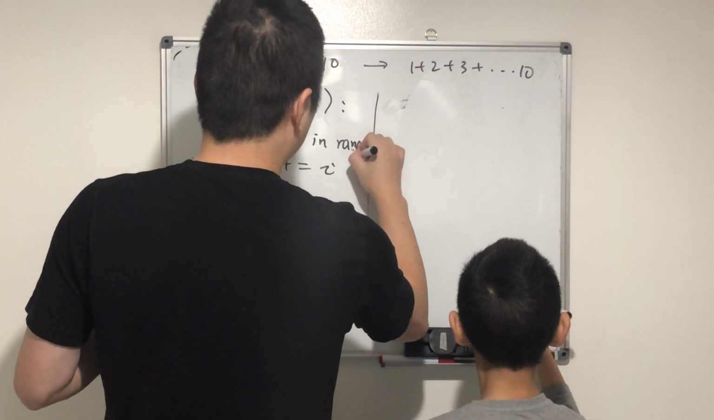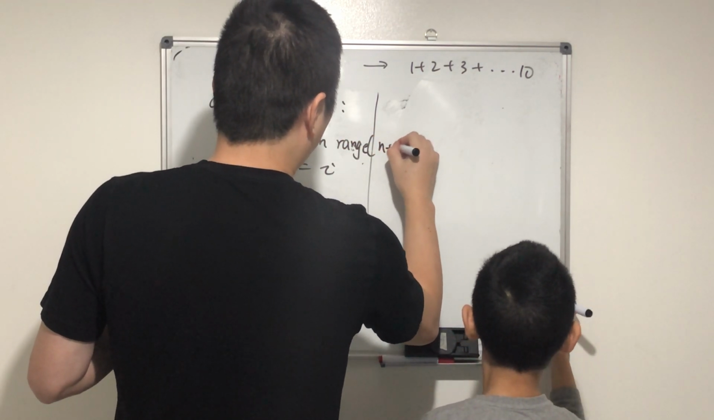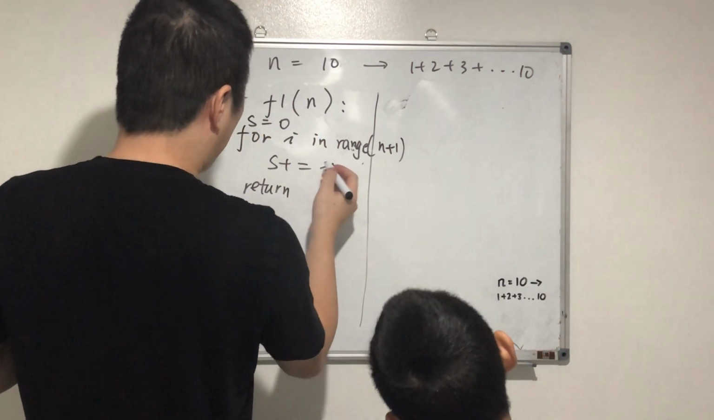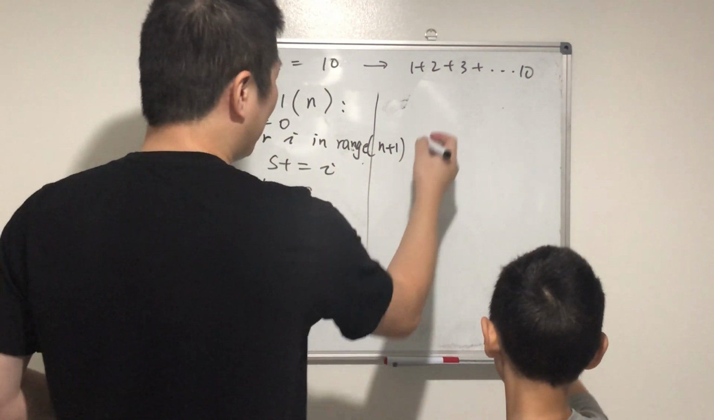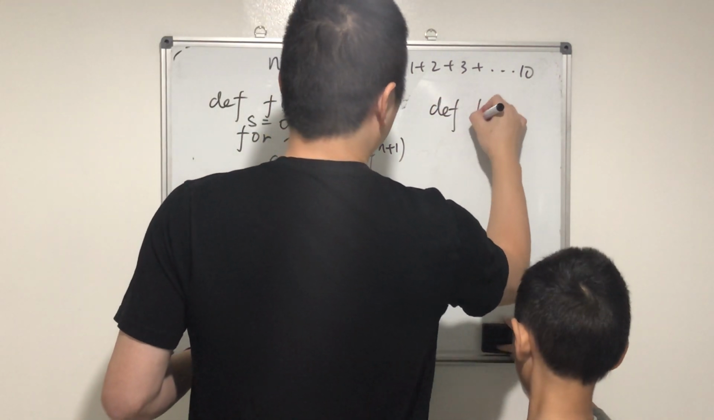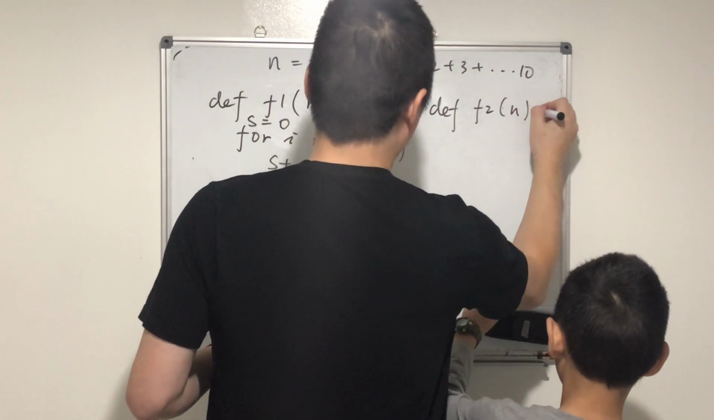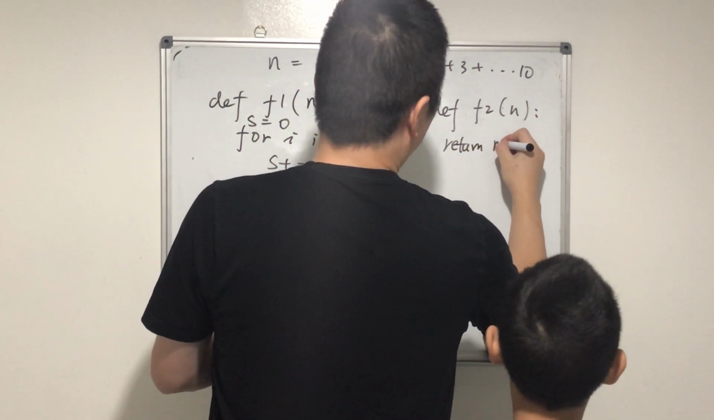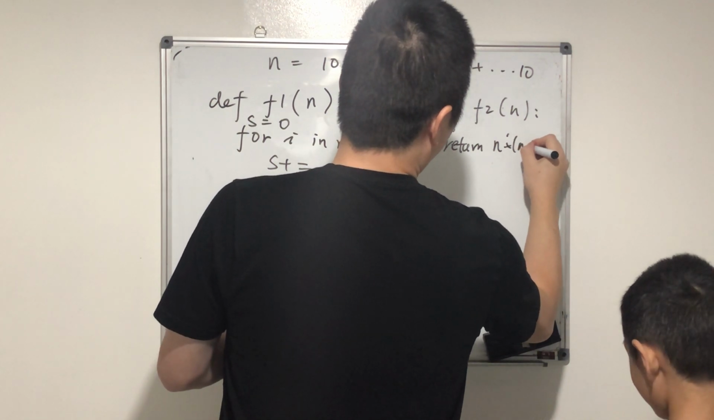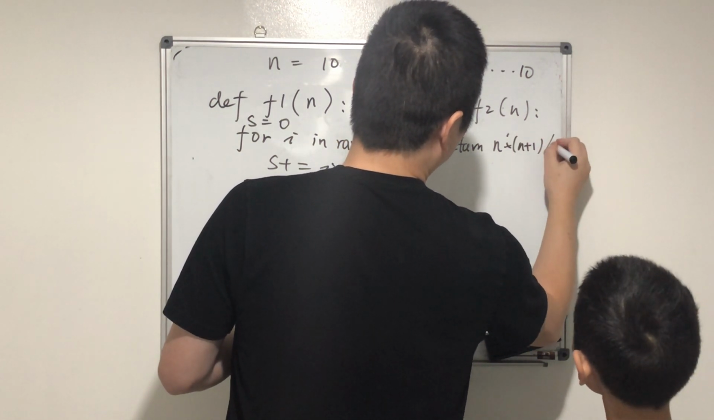for i in range(n plus 1), s plus equals i. Okay, return s. This is one way of doing it. The other way of doing it, f2, return n times n plus 1 divided by 2.